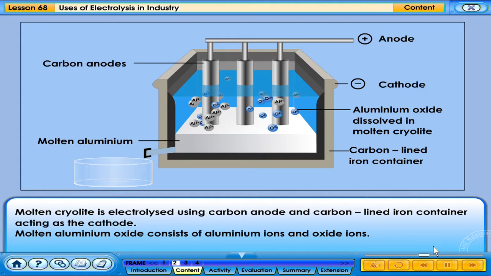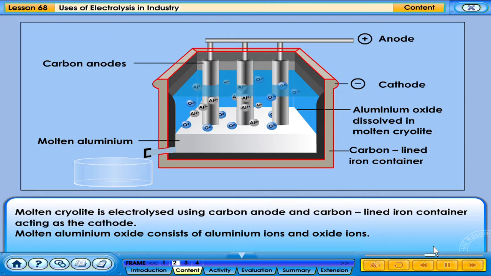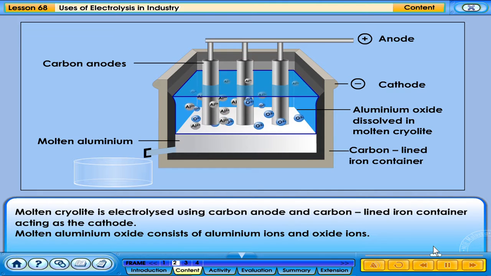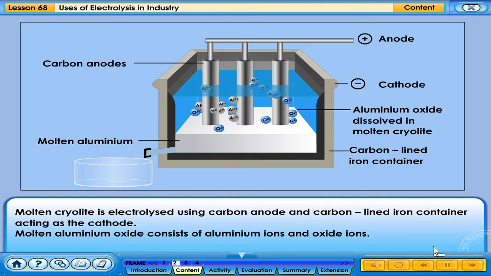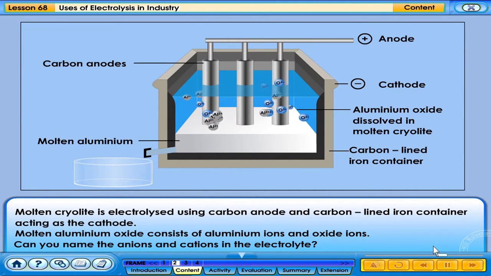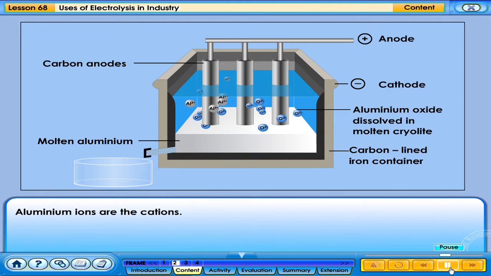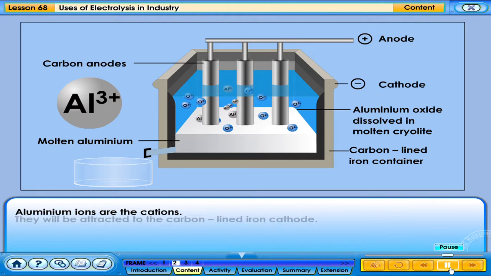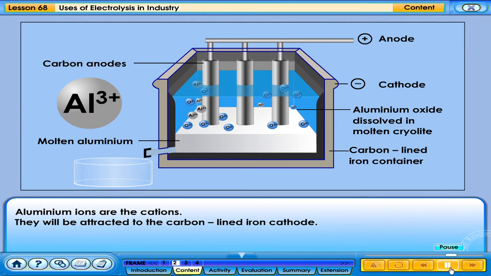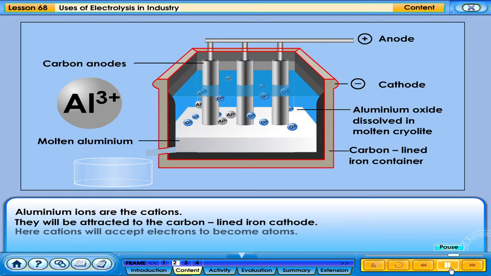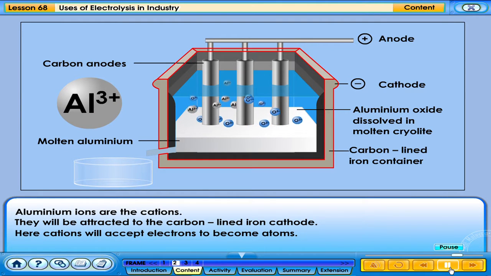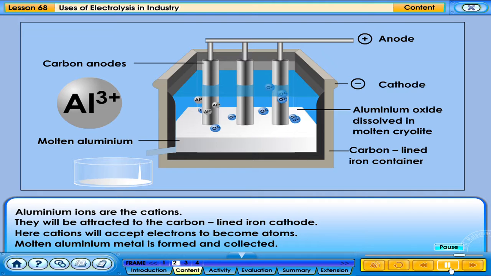Molten cryolite is electrolyzed using carbon anode and carbon-lined iron container acting as the cathode. Molten aluminum oxide consists of aluminum ions and oxide ions. Can you name the anions and cations in the electrolyte? Aluminum ions are the cations. They will be attracted to the carbon-lined iron cathode. Here, cations will accept electrons to become atoms. Molten aluminum metal is formed and collected.